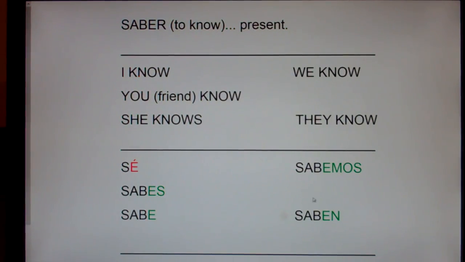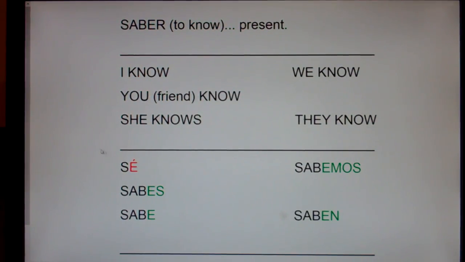Now, it's an ER verb, so we chop off the ER, and check it out, we've added ES, E, EMOS, EN. That's what we expect. Again, green means easy. That's what we expect, just like a regular verb. But the yo form is tricky.